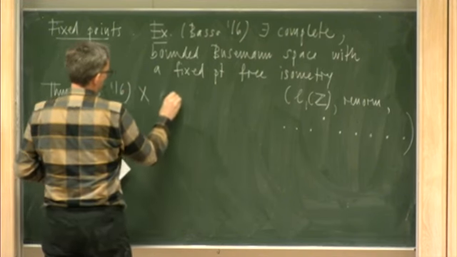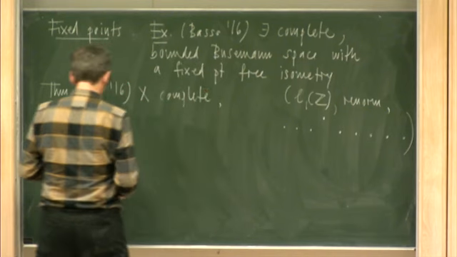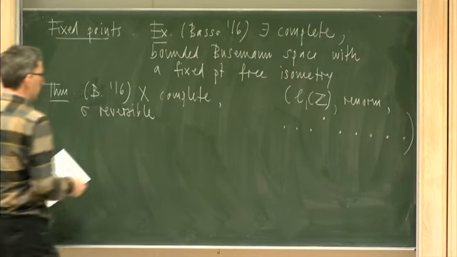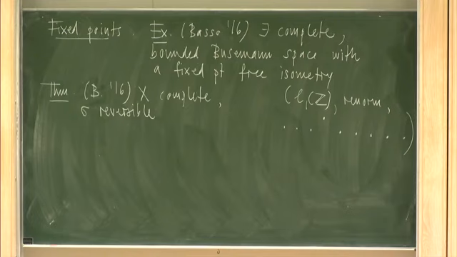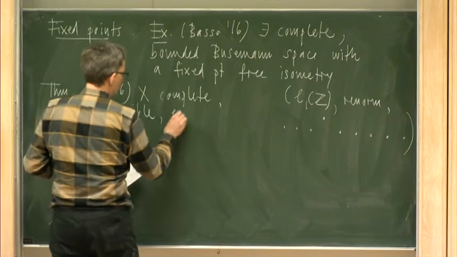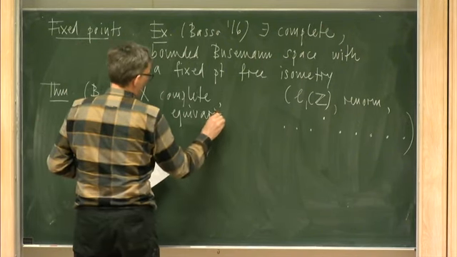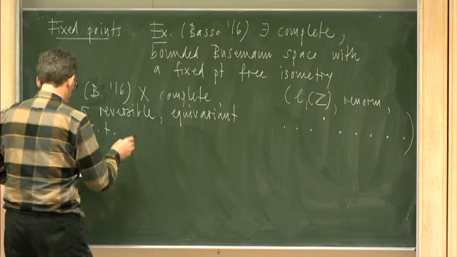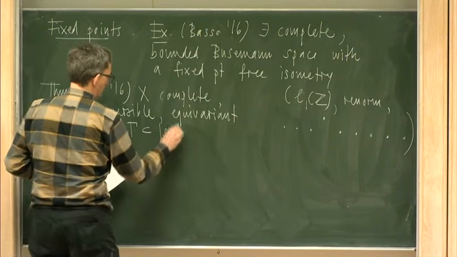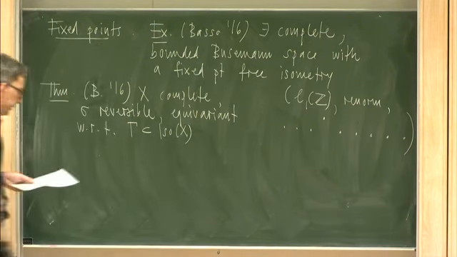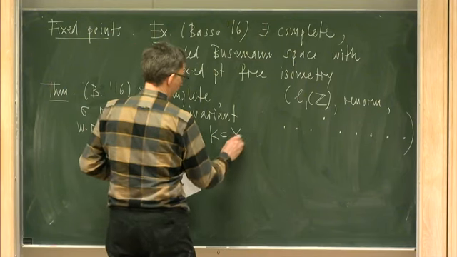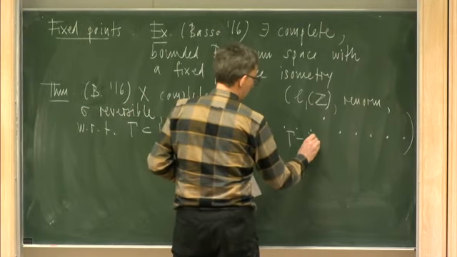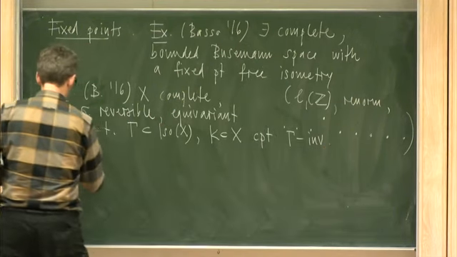X complete. Sigma reversible. Then we have the barycenter map, equivariant with respect to some group of isometries. So if there is a compact gamma invariant set, then there is a fixed point.